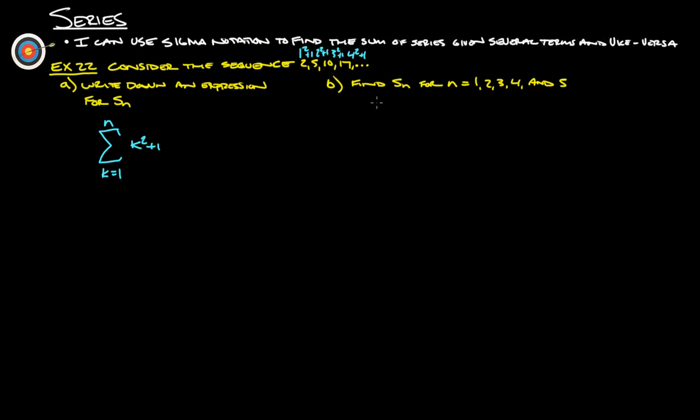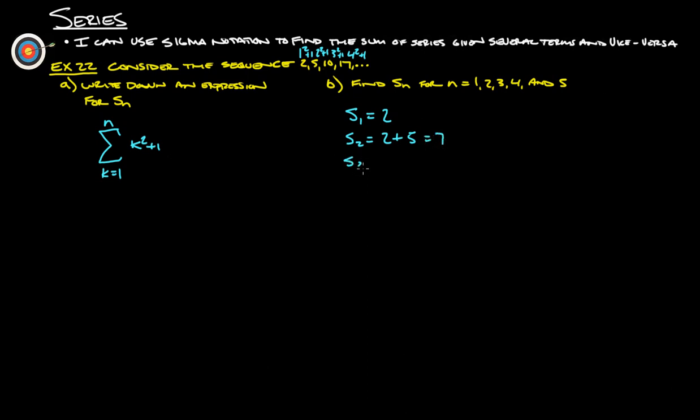Okay. Anyway, find s of n for n equals 1, 2, 3, 4, and 5. So what we've got is s of 1. So the first term, we put a 1 in there. We already know what that is. That's just 2, right? So the sum of just 1, the first term, is 2, because that's the only one we have. S of 2 is going to be the first term plus the second term. So that's going to be 2 plus 5, and that's going to give us 7.